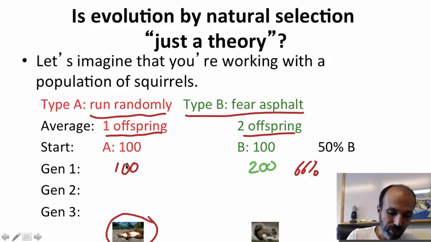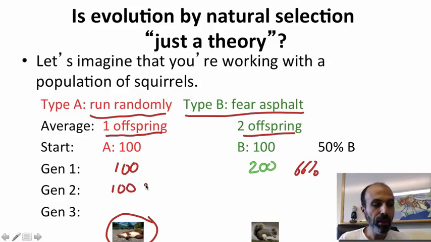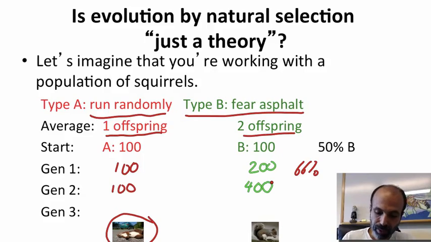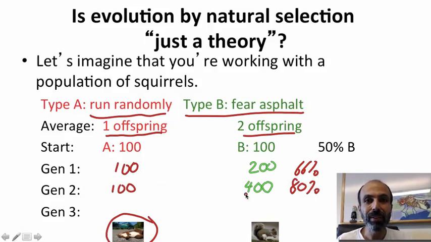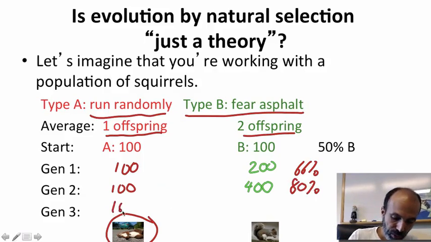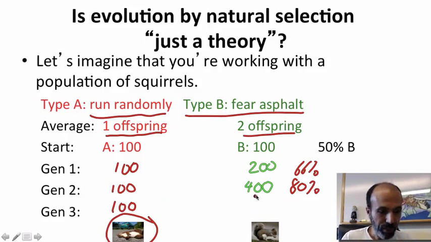So let's go another generation. Well, these 100 have another 100 for babies. These 200 would have how many? They'd have 400 because, again, each of those 200 has two babies. We're assuming, again, the parents pass away. So we've gone from 66% to 80%. 400 out of the total of 500. Finally, generation 3, 100. And over here, we have 800 squirrels. So we've gone from 80% now to 89%.